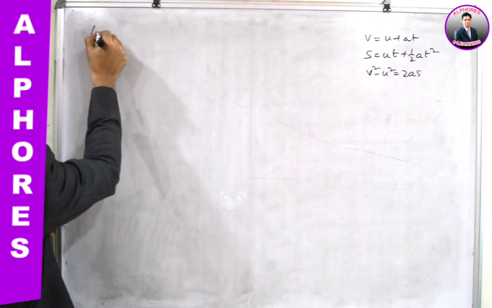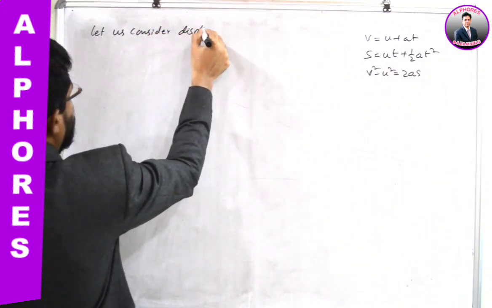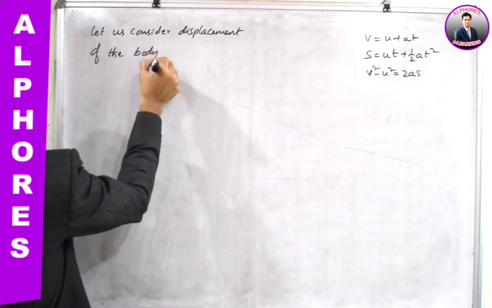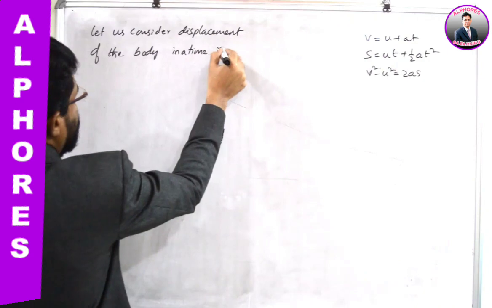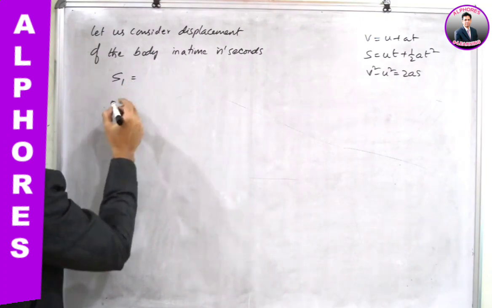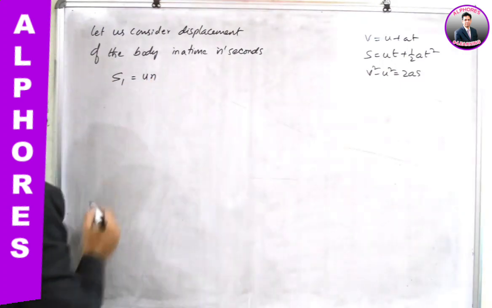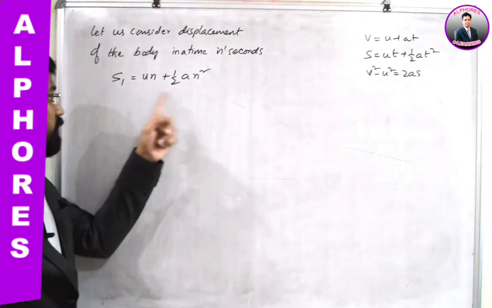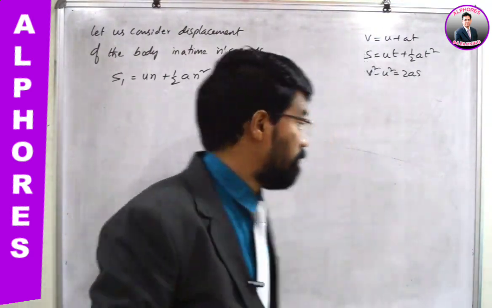Let us consider displacement of the body in a time n seconds. I'll call it S1. S1 is equal to u into how many seconds of time? T can be replaced with n seconds, plus half into a into n square. So this is the total displacement of the body in n seconds of time.